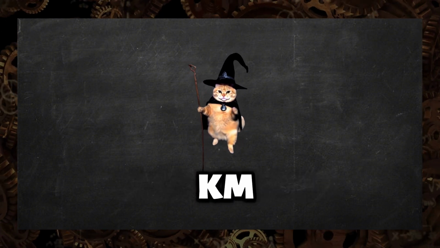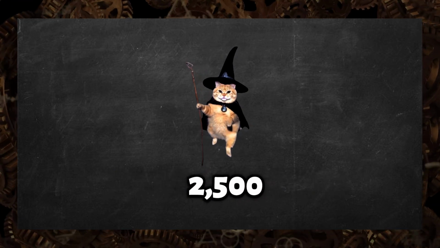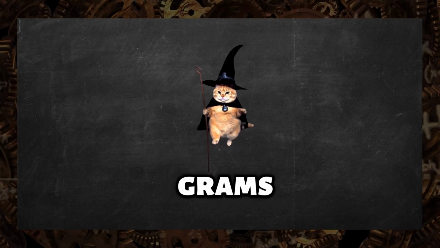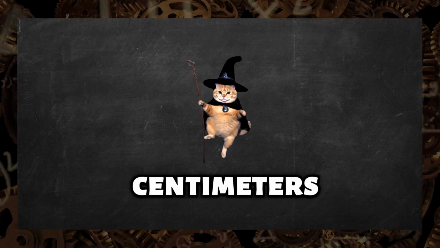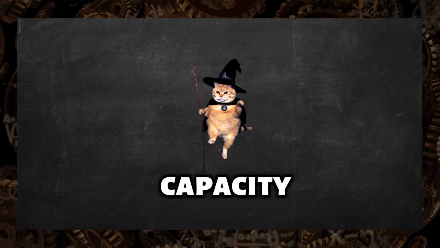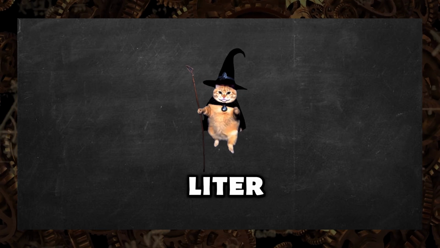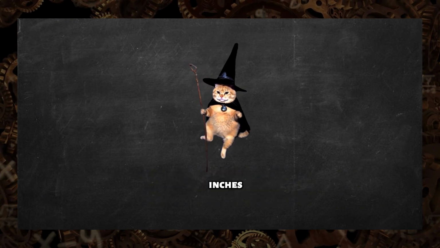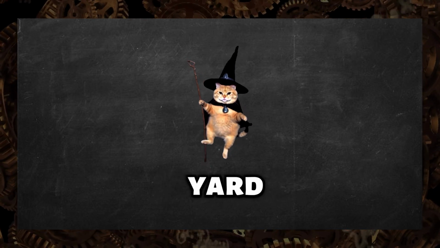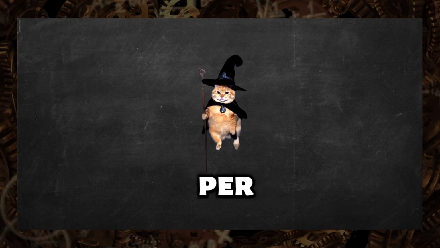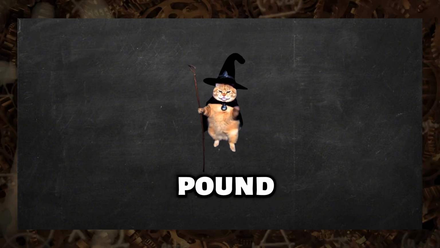Converting 2.5 kilometers to meters involves multiplying by 1,000 to get 2,500. Mass uses grams, volume liters, where 1 liter equals 1,000 cubic centimeters, linking linear measures to capacity through geometry, as a cube 10 centimeters on each side holds 1 liter. Imperial units include inches, feet, yards for length, 12 inches per foot, 3 feet per yard, 1,760 yards per mile, and ounces, pounds for weight, with 16 ounces per pound.